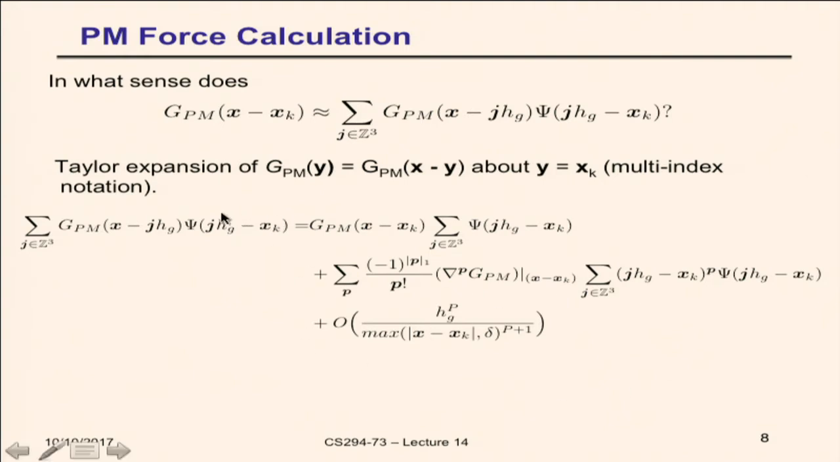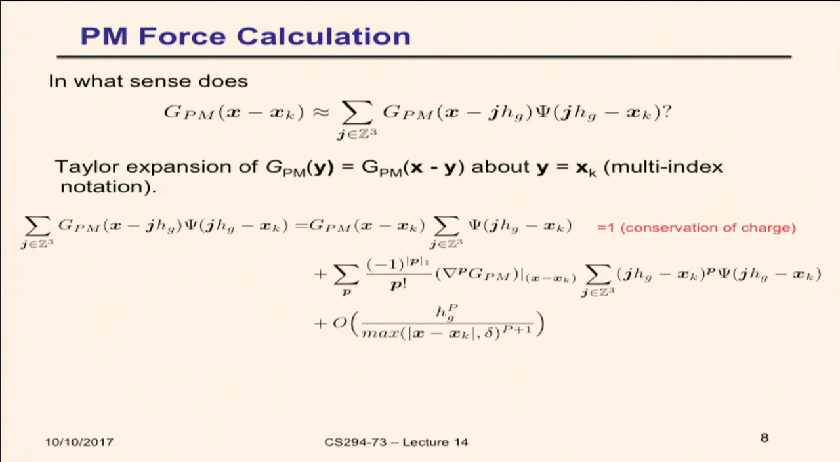So all I've done here is take the Taylor expansion of this. Now what does that tell us? Well, the first thing it tells us is that if we ignored all the other terms in the Taylor expansion, this would be the leading order term in our approximation. What that's telling us is that this sum of psi of j h_g minus x_k, the sum over lattice points of the shifted deposition function, has to be identically equal to 1. Otherwise you don't get conservation of charge.